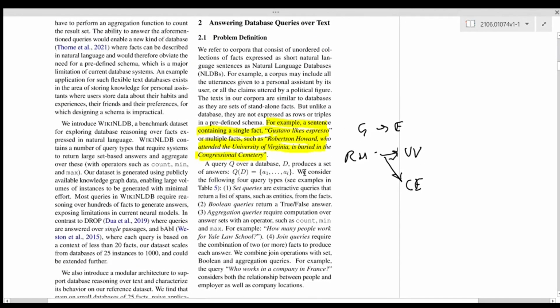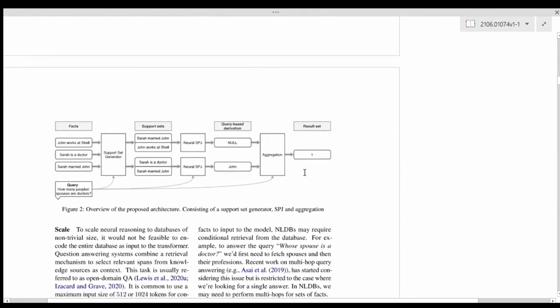So let's understand the architecture now, how to query the data. Here is the idea of the architecture that they have provided. There will be a range of facts, like John works at Shell, Sarah is a doctor, and Sarah is married to John. There will be a query also, which is the question that we want a value for from the data facts table.